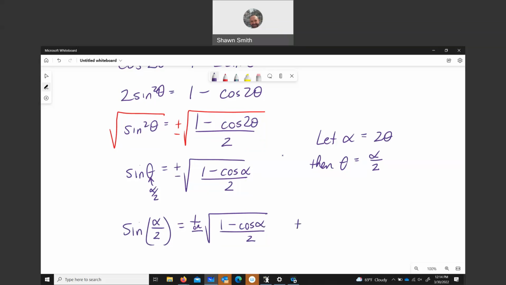And plus or minus depends on where alpha over 2 lies. So you have to choose one.